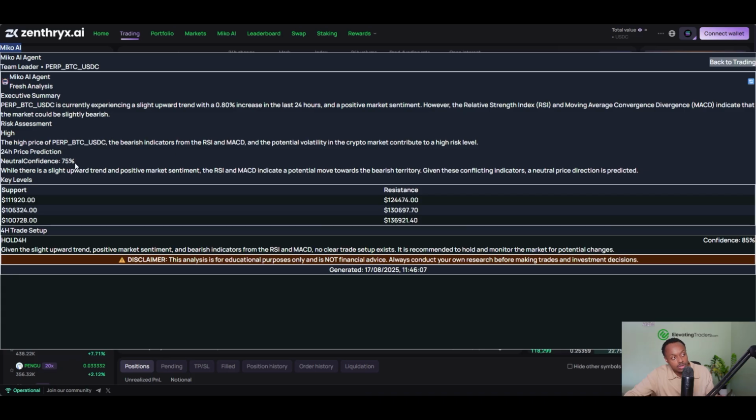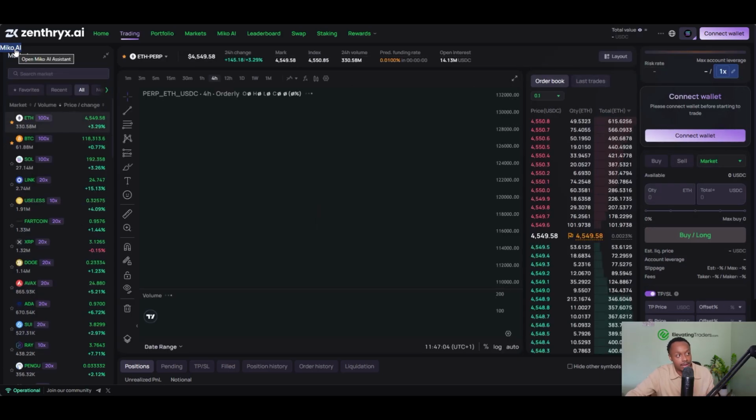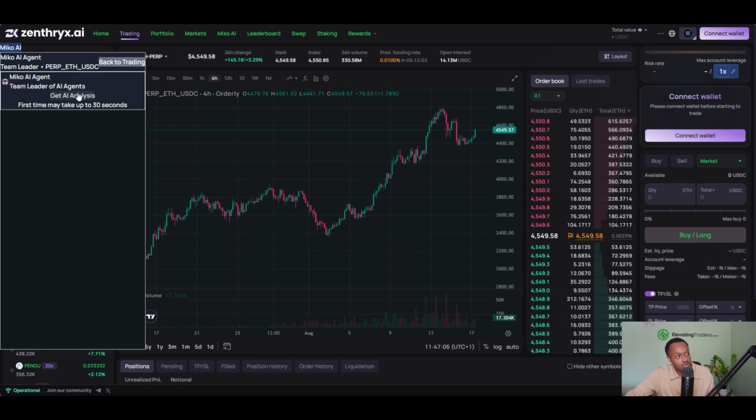24-hour prediction, neutral confidence 75% as well. So again, here no clear trade setup exists, which is a very important part of trading. Don't just spit out buy and sell signals just because you want to trade. You want to make sure there's actually a clear setup there. So we're going to check out Ethereum here as well. Let's see what the outlook is for Ethereum.